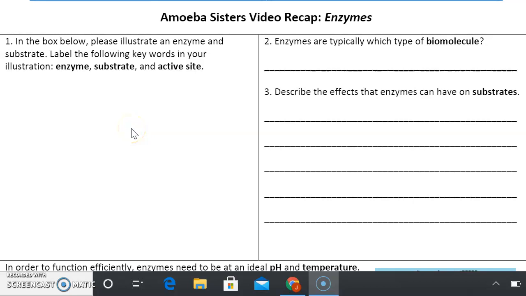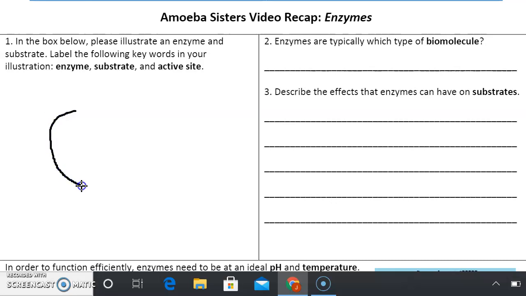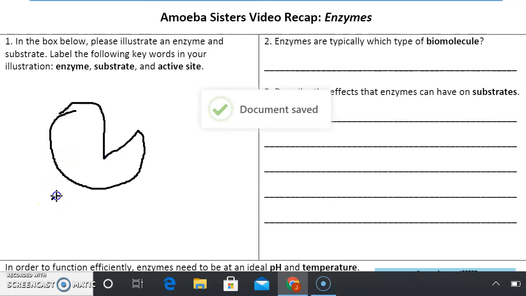Okay, I was going to go back over the Amoeba Sisters video recap with you. The first box says, in the box below, please illustrate an enzyme and substrate and label the following keywords in your illustration. Well, for the enzyme, we can just put something that looks kind of like the little Pac-Man that they were talking about. Excuse my drawing on the computer, but we'll get there. So there we go. And this will be our enzyme.